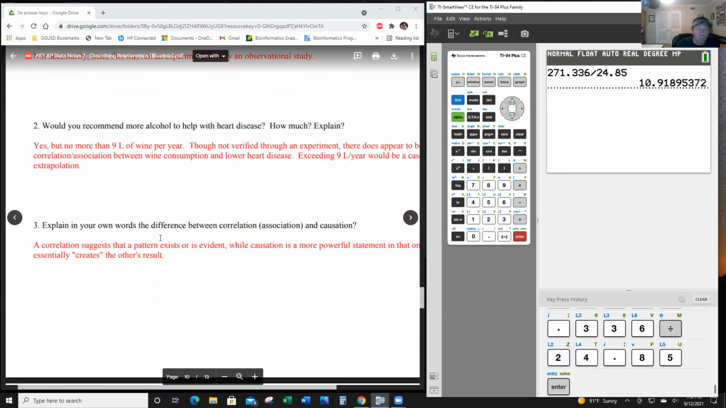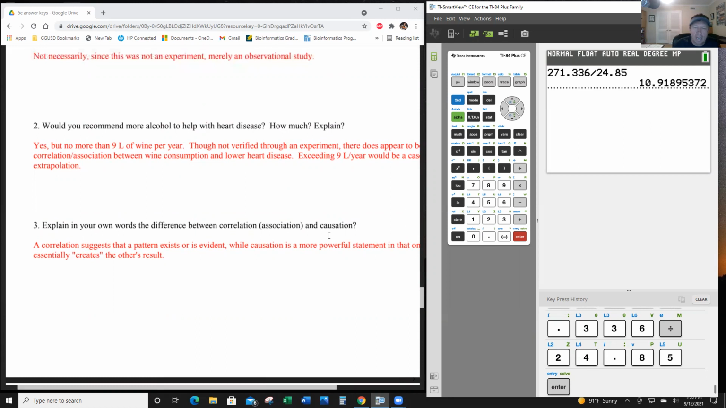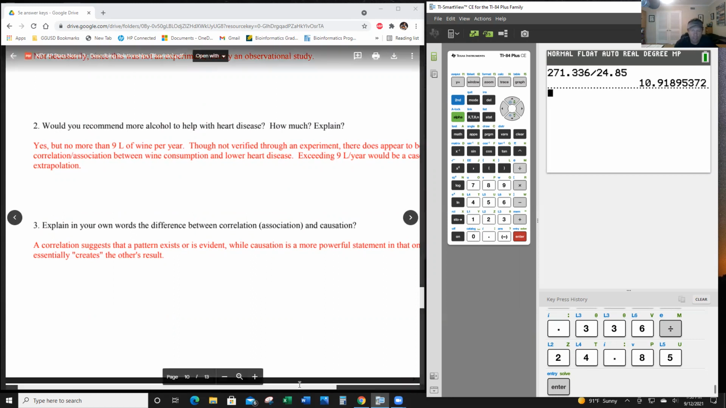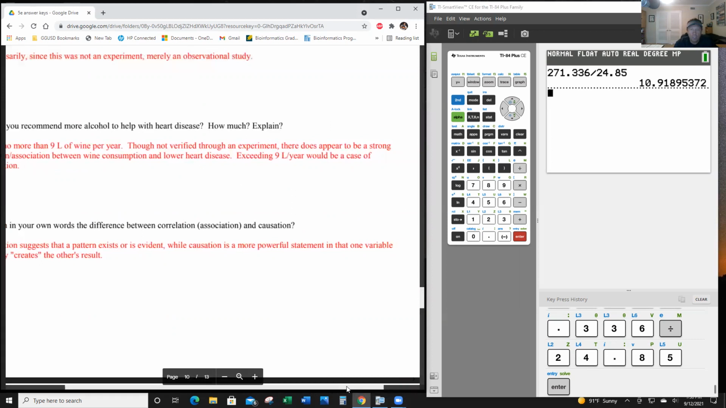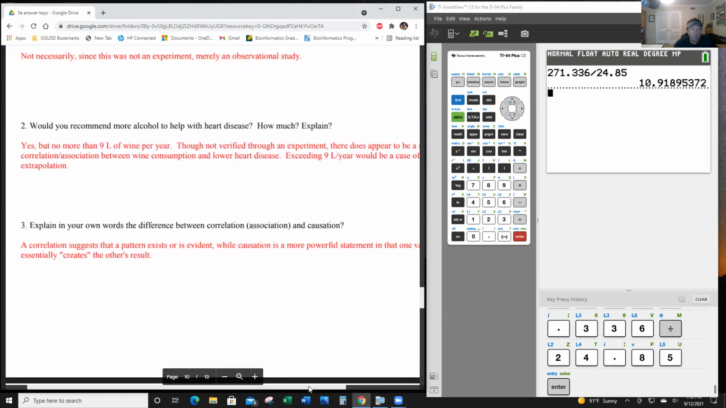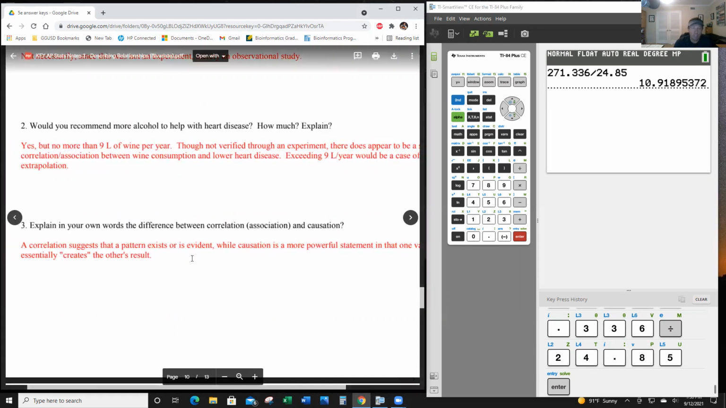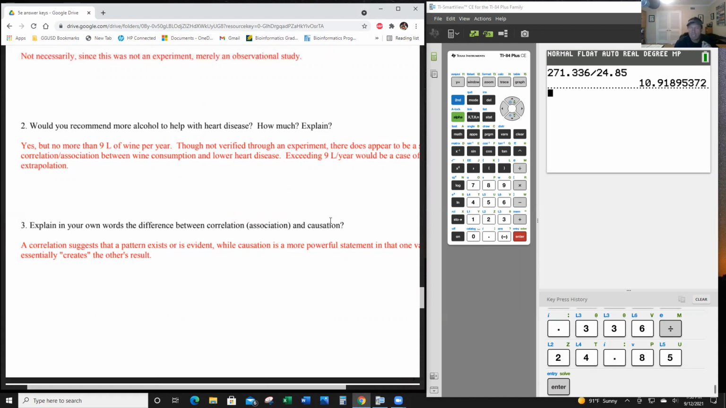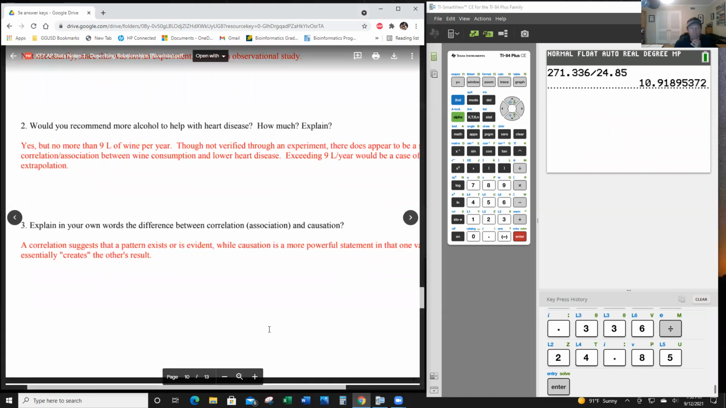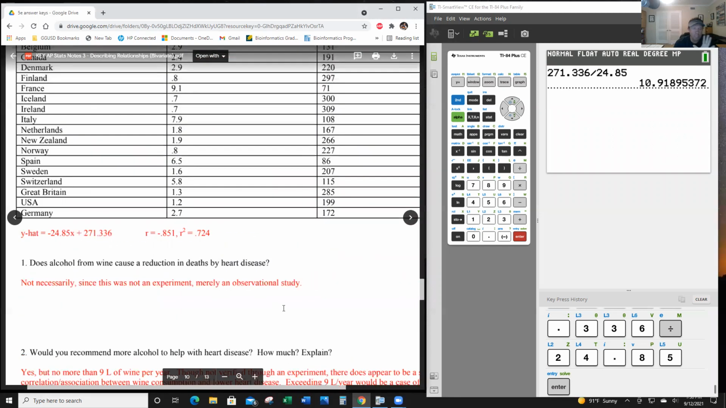Explain in your own words the difference between correlation and causation. Okay. Correlation suggests a pattern that exists or evidence, while causation is a more powerful statement that a change in one variable essentially creates the other results. You may want to say this: causation can only be established by an experiment. You might want to add that as well. So that's just what we did there.